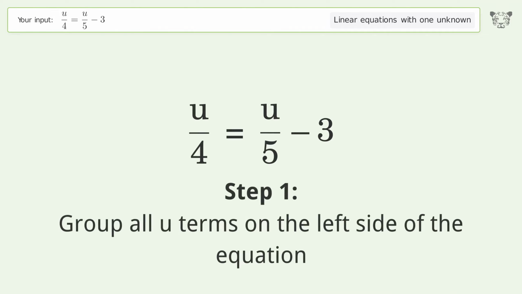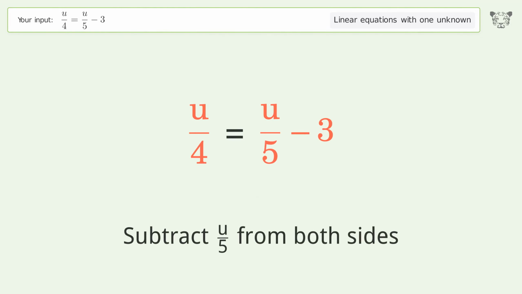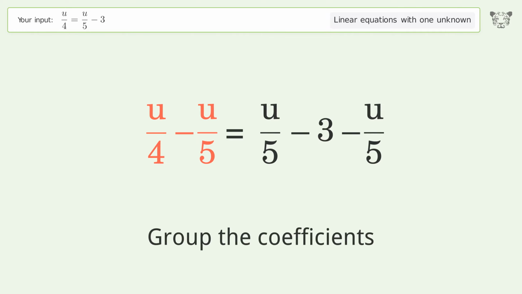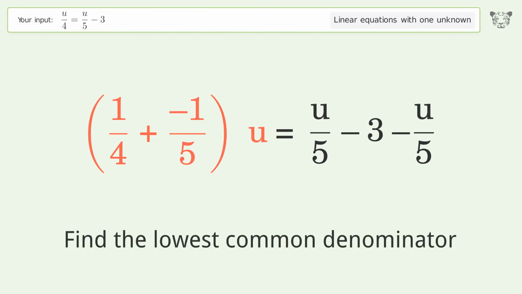Group all u terms on the left side of the equation. Subtract u over 5 from both sides. Group the coefficients. Find the lowest common denominator.